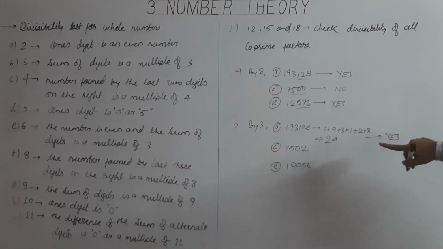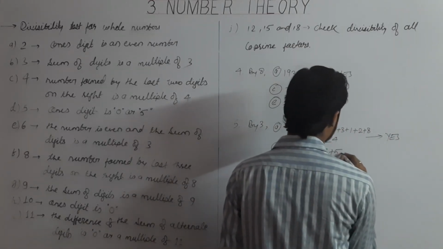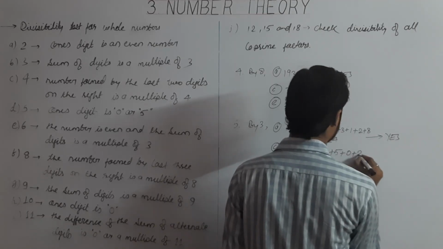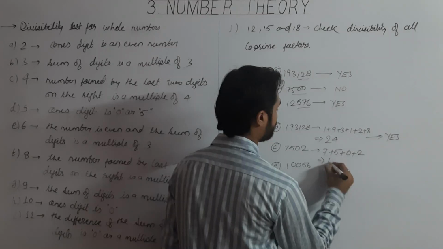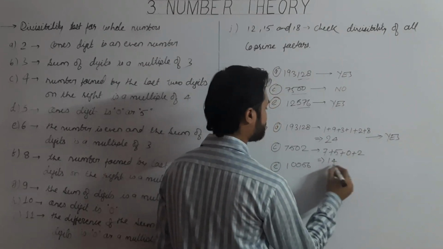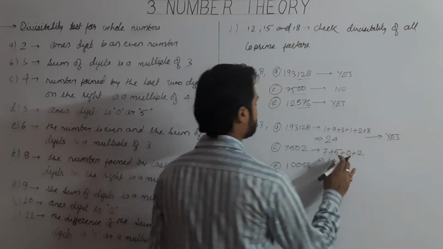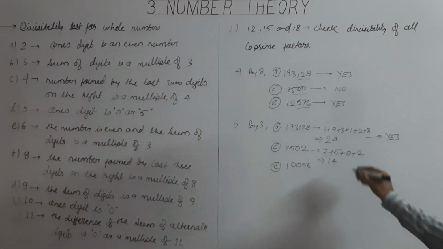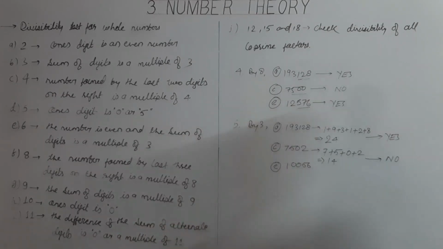So the answer is yes. Next, 7502. Again we have to add all digits. 7 plus 5, 12. 12 plus 2 is 14. And 14 by 3, no. So 14 is not a multiple of 3. So this number 7502 is not divisible by 3.